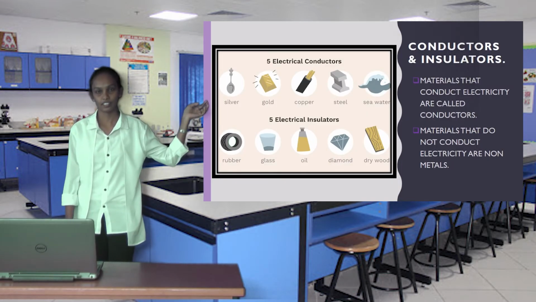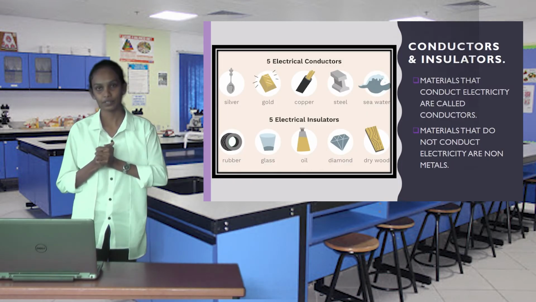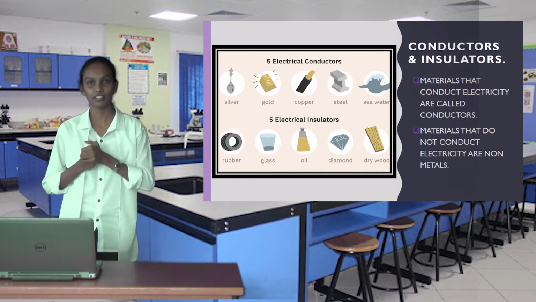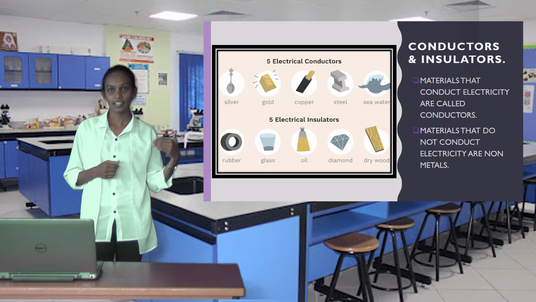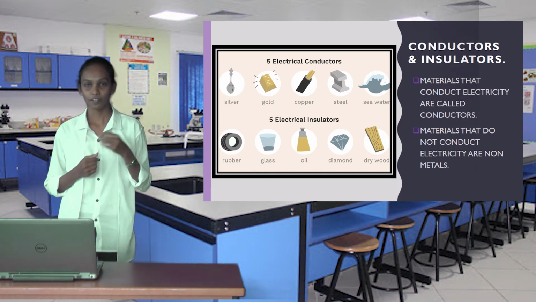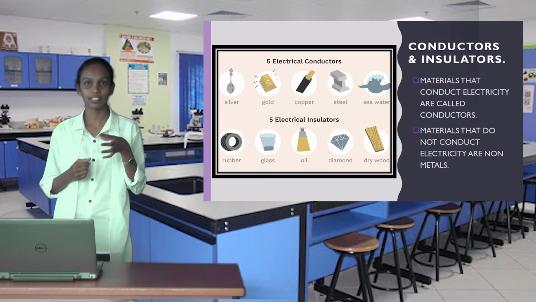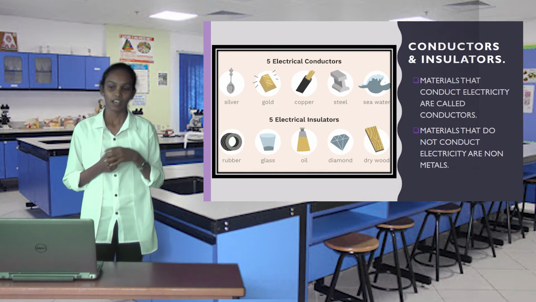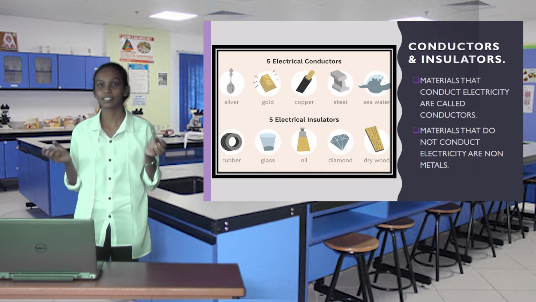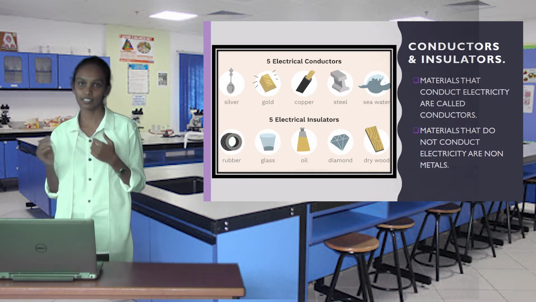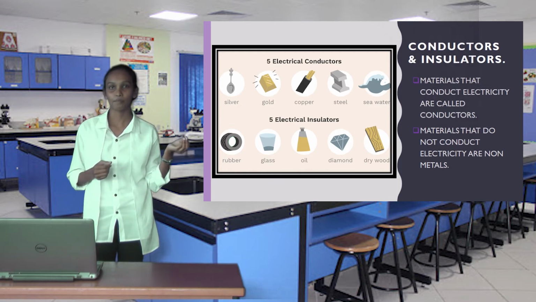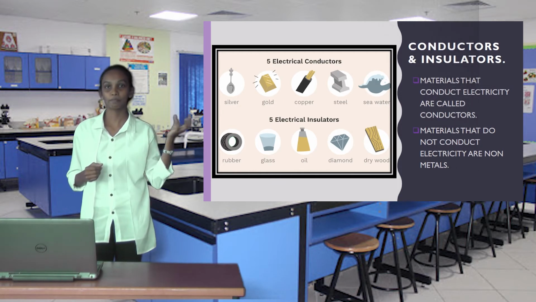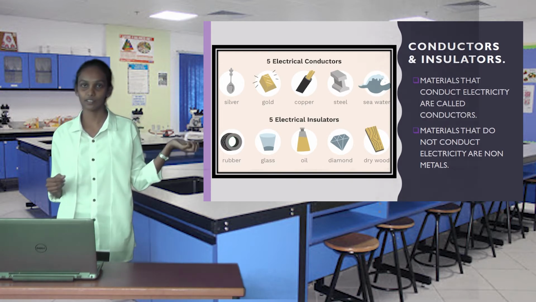Conductors and insulators. What are these conductors and insulators? You have learned about this when you were in grade 3 also. Conductors are the materials that conduct electricity and heat. For example, metals. Metals are good conductors of electricity. Then what are insulators? Insulators are materials that do not conduct heat and electricity. They are called insulators. For example, wool, cotton, plastic, wood, these things do not conduct electricity, so they are insulators.